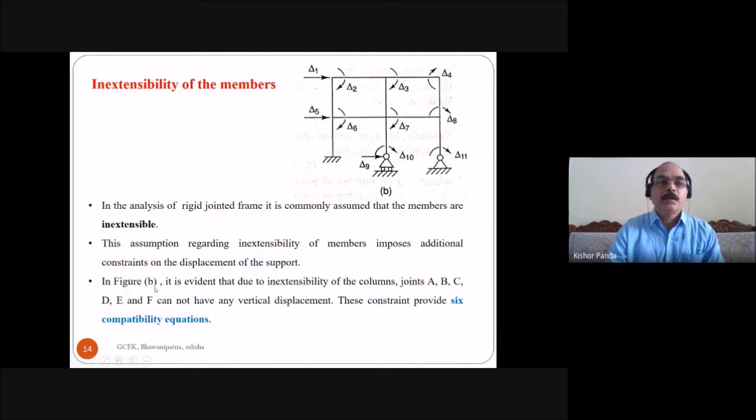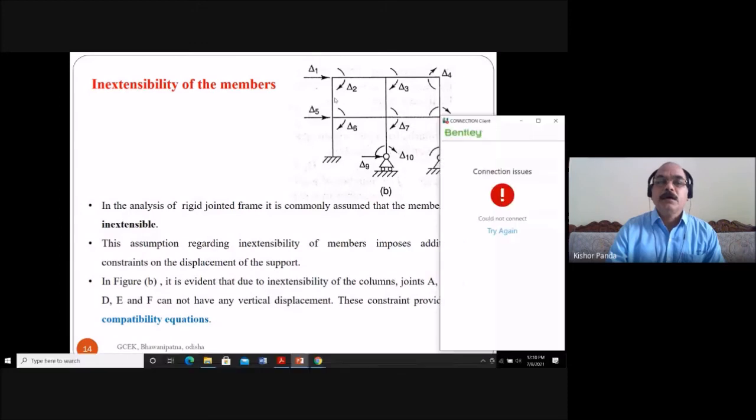In figure B, it is evident that due to the inextensibility of the column or vertical member, joints A, B, C, D, E, F cannot have any vertical displacements. So these constraints provide 6 compatibility equations. Because of the inextensibility of the members, in all 6 vertical members there is no vertical displacement.